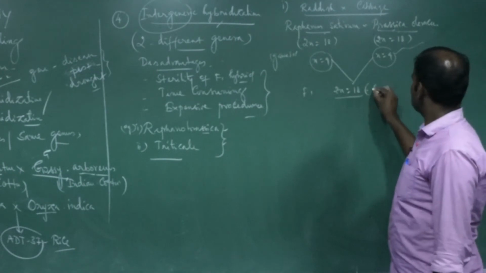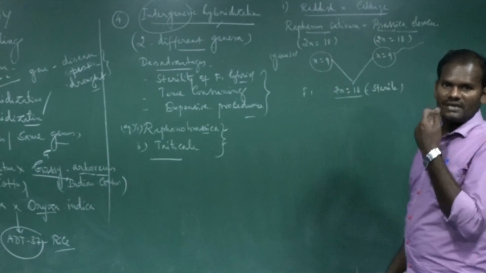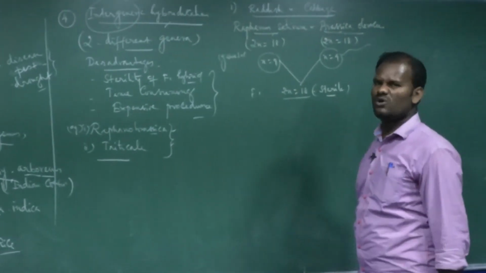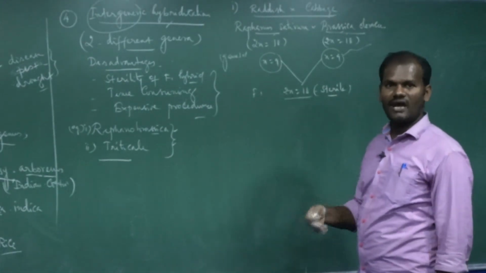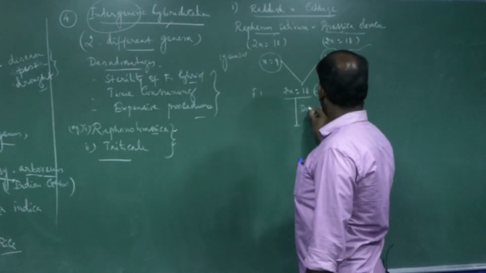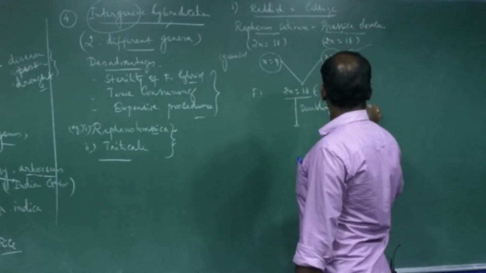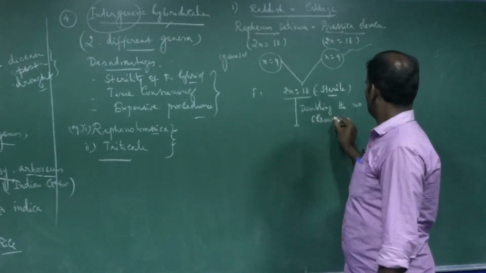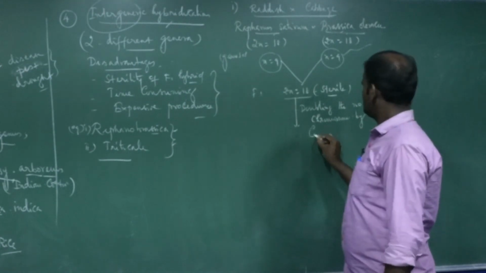This hybrid variety is actually sterile. It does not produce yield, and growth does not take place. It is a sterile variety. But scientists thought to double the number of chromosomes. How to double the number of chromosomes? By using colchicine.